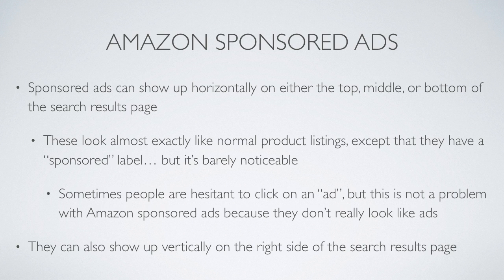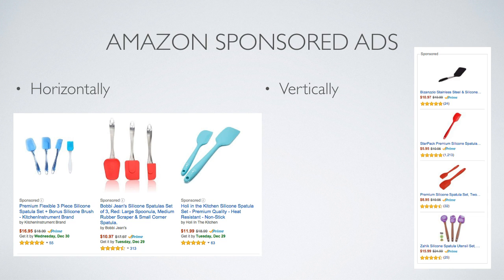They can also show up vertically, right? So as I mentioned, they can show up horizontally on either the top of the page or the bottom of the page or even somewhere in the middle of the page, or they can show up vertically on the right side of the search results page. So again, these are the two examples. Horizontally, you can see here how they would show up, and then vertically also you can see how they would show up on the right side of the screen.